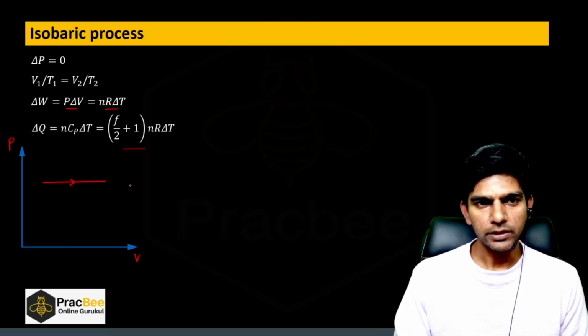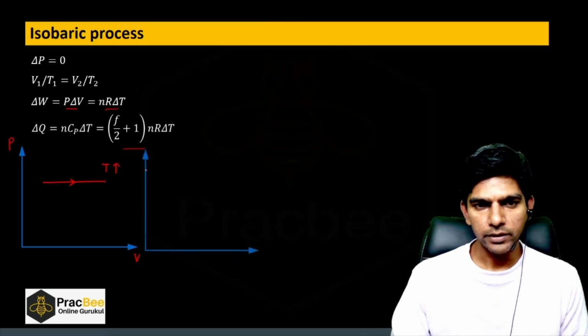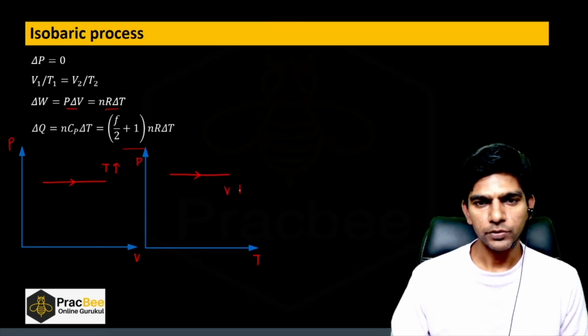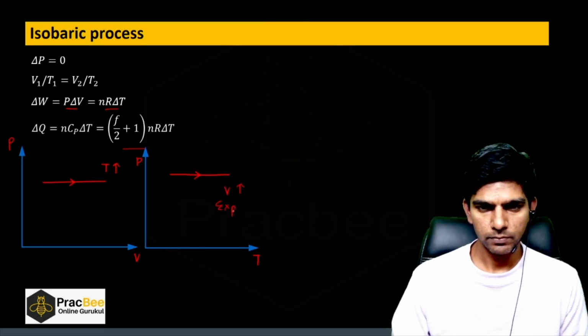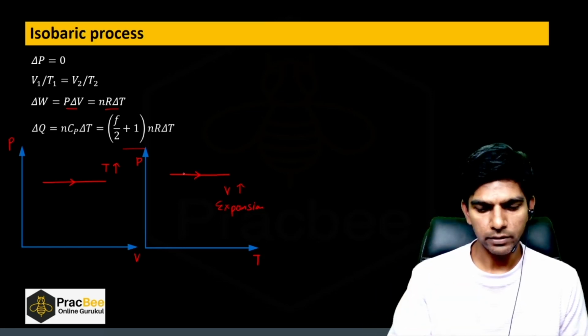So if the volume is increasing, temperature will also increase, because volume is directly proportional to the temperature. And in the pressure-temperature graph, again it will be a graph which is parallel to the x-axis. If the temperature is increasing, volume will also increase, so we can say there will be expansion. In case of a compression, the arrow direction will get reversed.